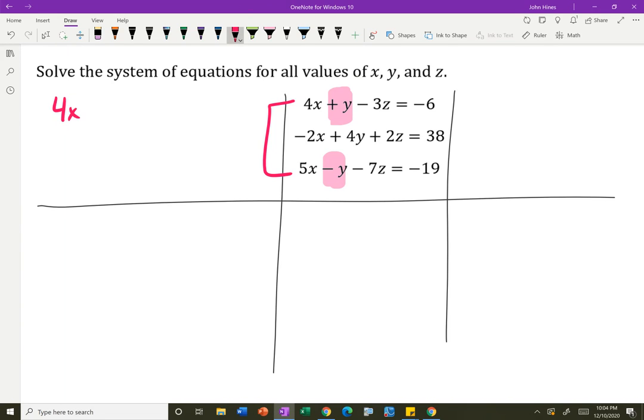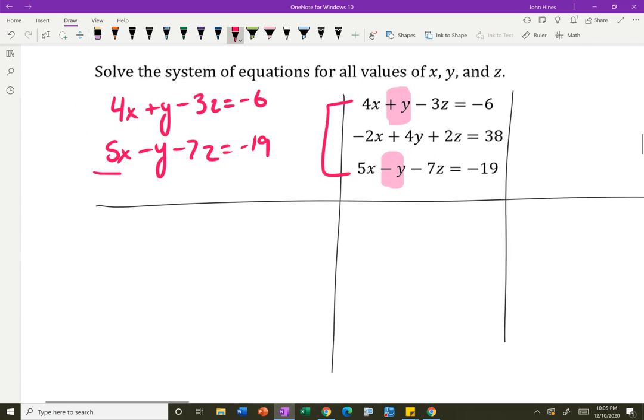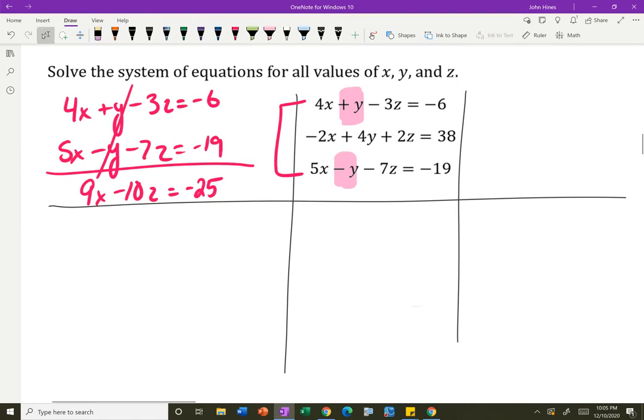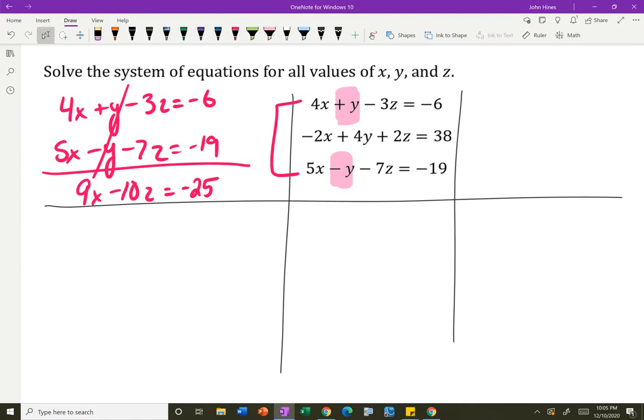So let's rewrite them. 4x plus y minus 3z is negative 6. And then I have 5x minus y minus 7z equals negative 19. So again, I didn't have to do anything here. These were already set up to be added together. 9x minus 10z equals negative 25. Again, be careful with your negatives. Use a calculator. And then I'm going to pick over here.